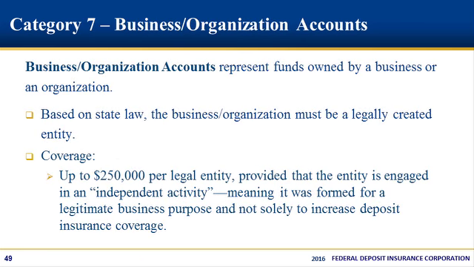We now move from the 6 categories for individuals to the one category that applies to business entities. Category 7, business organizations, includes corporations, including Subchapter S, LLCs, and professional corporations. Also included are legally created partnership entities and unincorporated associations. Coverage for business organizations is up to $250,000 per legal entity, provided that the entity is engaged in an independent activity. This means the business entity must have been formed for a business purpose and was not created for the sole reason of increasing FDIC deposit insurance coverage.